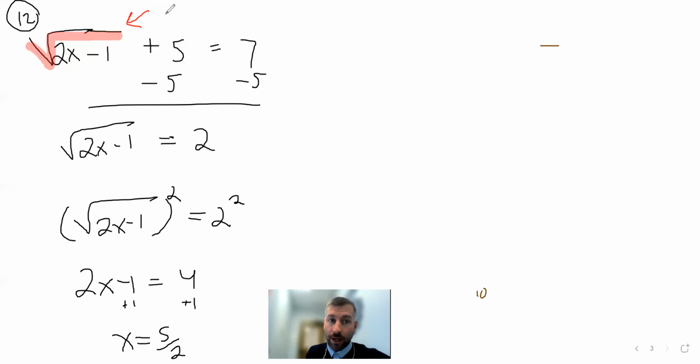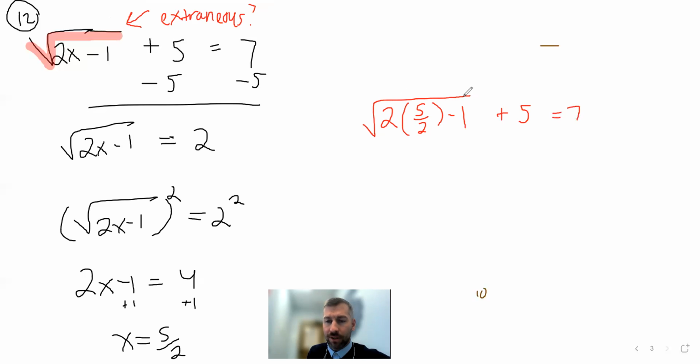Remember this radical right here. This sometimes gives us extraneous solutions. How do I know if something's extraneous? I have to check it. So I'm going to do 2 times, instead of x, 2 times 5 over 2 minus 1. That whole thing needs to be square rooted. Then plus 5 equals 7. So here's my check for extraneous solutions.